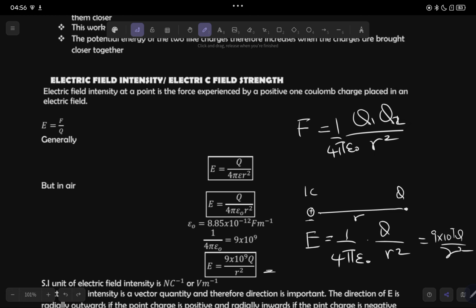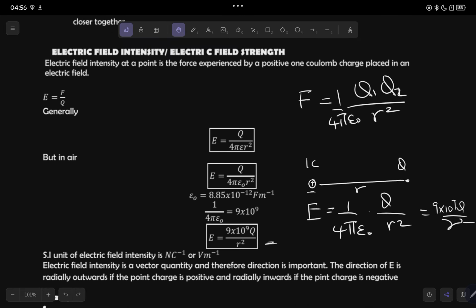So basically, since we are dividing the force by a charge, and the charge is a scalar quantity, E, electric field intensity, remains a vector quantity, and the procedures for working it out will be exactly the same as we are doing it for the electrostatic force. So we shall also be treating it as a vector and we look for the resultant electric field intensity at any point. The SI unit of electric field intensity is Newton per Coulomb or volt per meter.